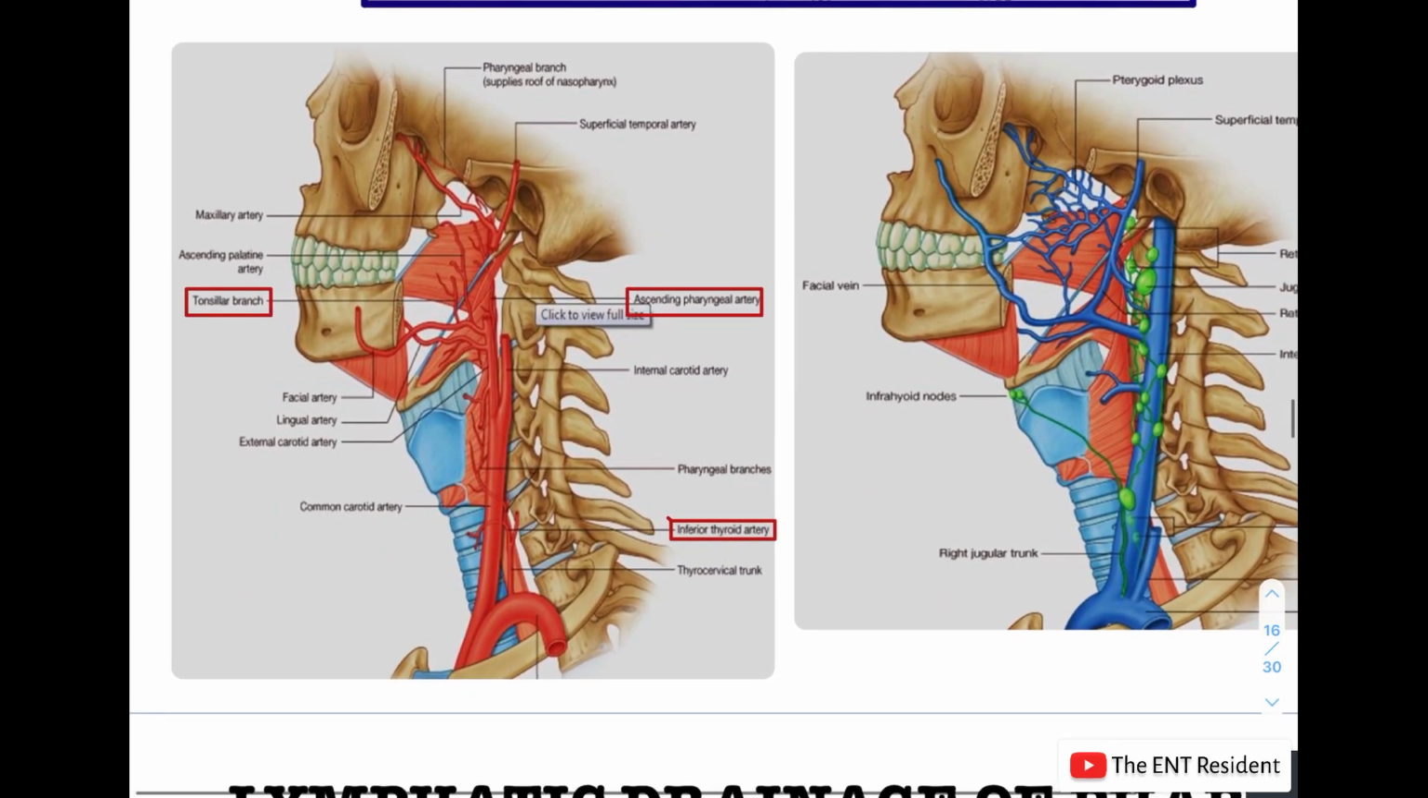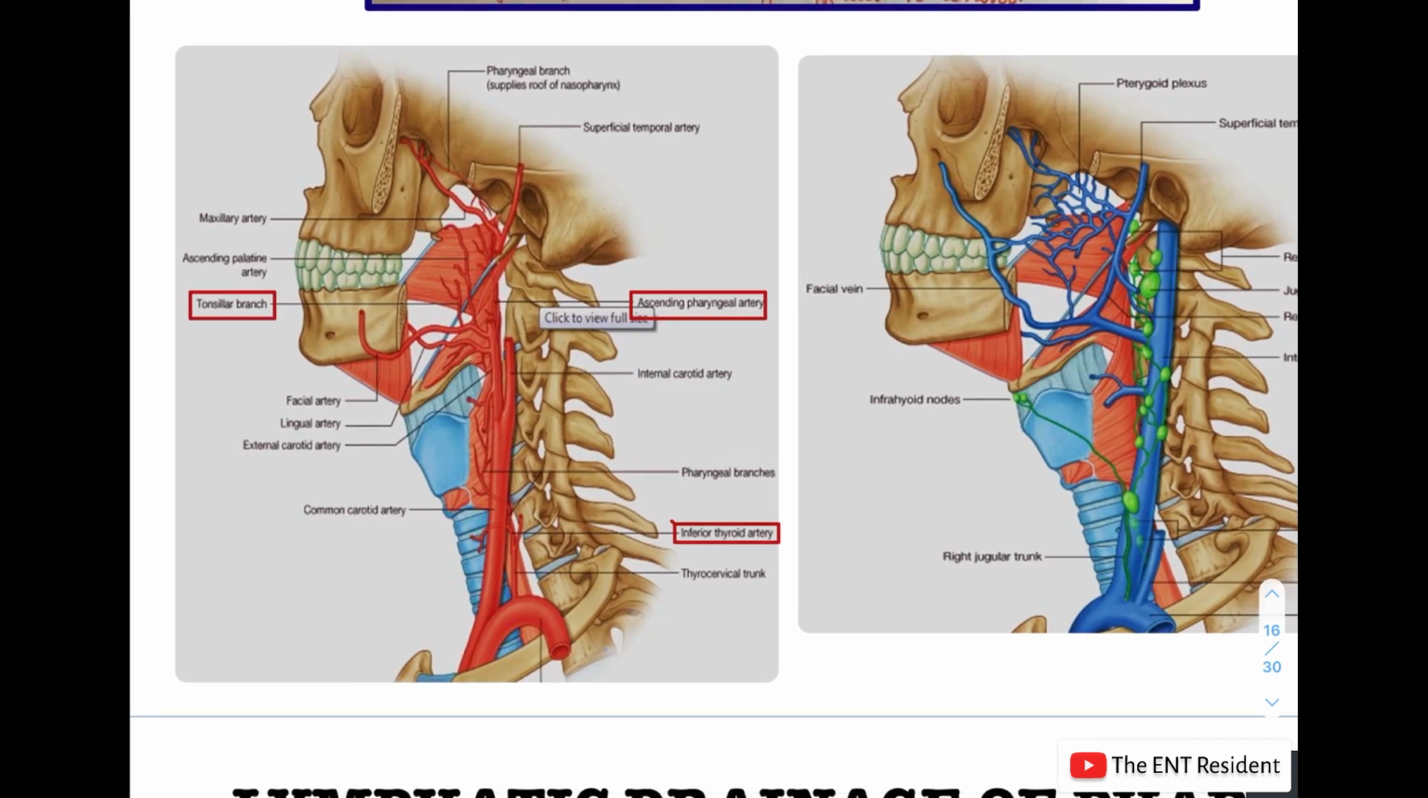So if you see in this picture, in arterial supply, this ascending pharyngeal artery coming from the external carotid artery is one of the branches. The tonsillar branch coming from the facial artery is another branch. The inferior thyroid artery giving off the inferior laryngeal artery is another branch. Other than that, there are 2 other branches which are not visible in this picture, which is the superior laryngeal artery. And you can also see the ascending palatine artery over here.